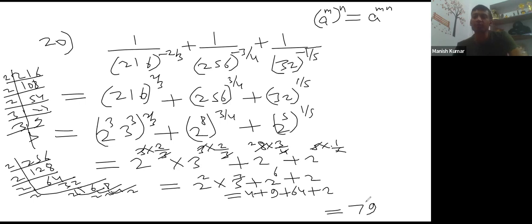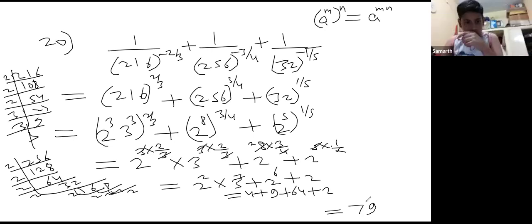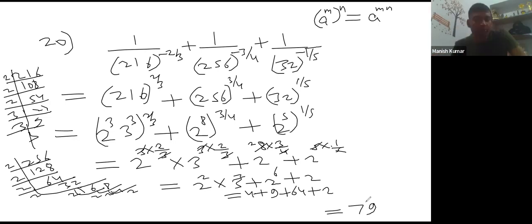Today's quiz, how much marks did you get, Nimisha? 45. And Samarth? 40. Naman? Oh, Naman is not there. I think he is eating something.